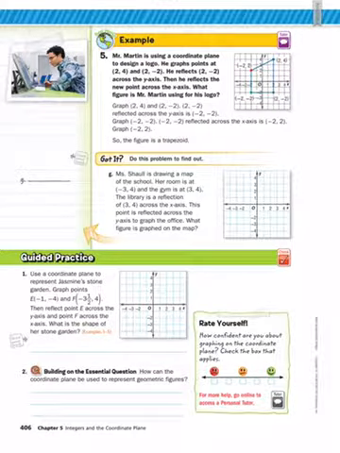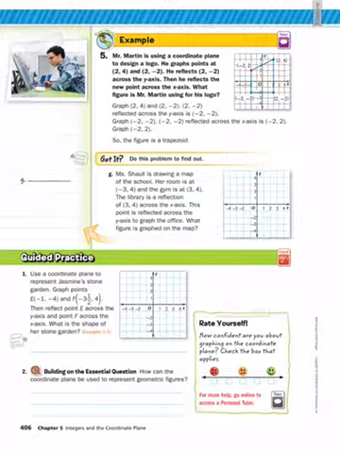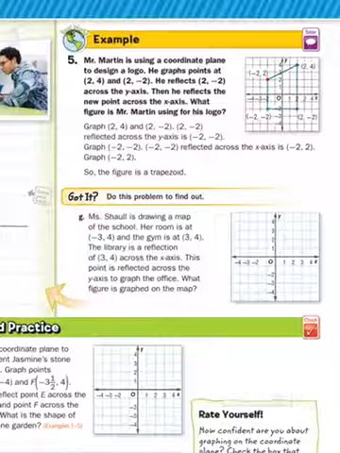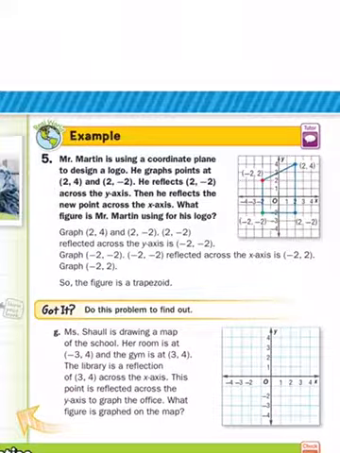All right, now we're going to go over example 5, and then you're going to try problem G. Now, example 5 has a lot going on in it, so you're going to have to pay extra attention here. So I'll highlight each part as we go over here. So start. It says, Mr. Martin is using a coordinate plane to design a logo. He graphs points at 2, 4, and 2, -2. So let me start with just that. So 2, 4, and 2, -2. So 2, 4 is right here, and 2, -2 is right here. I have them highlighted in blue.